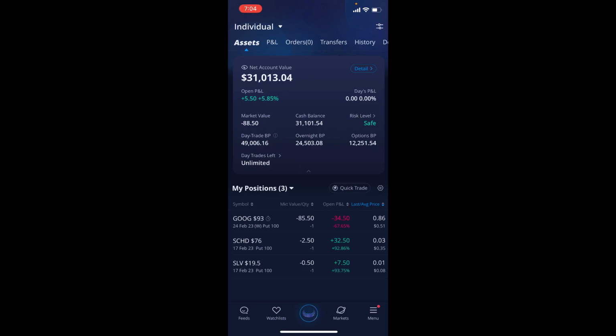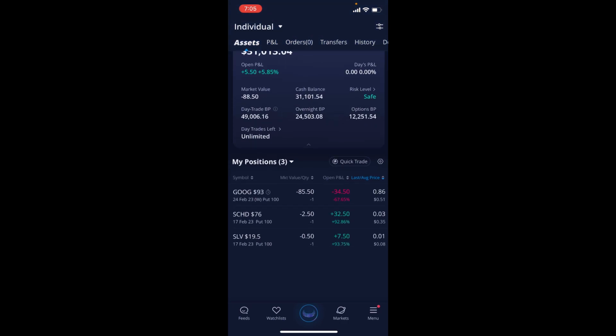So as you'll see, guys, the portfolio is at $31,013.04. We are in the green in the open profit and loss by 5.85%, which comes out to be $5.50 in the green as well. If we look at the cash balance, you'll see that it is at $31,101.54. And then our options buying power is at $12,251.54. This should increase on Monday because some of the contracts we do have open did expire worthless. So that is pretty sweet.